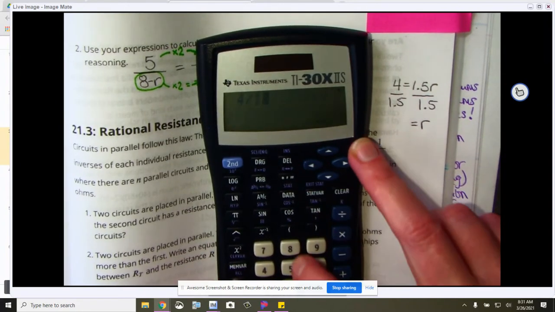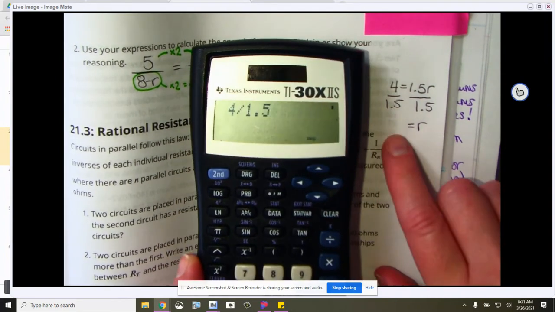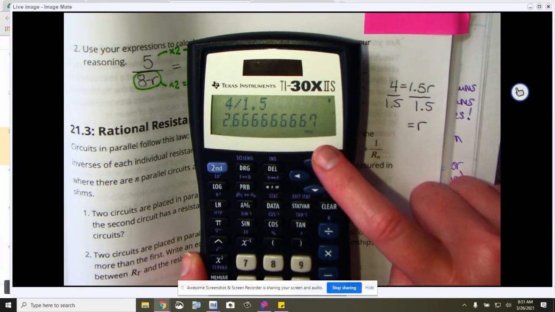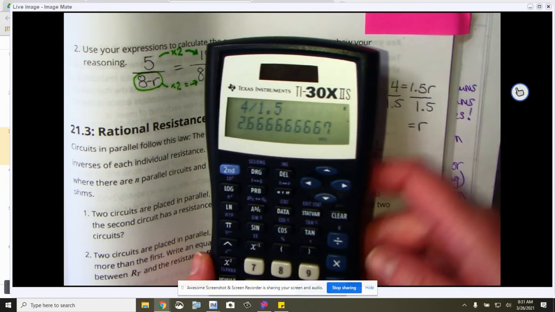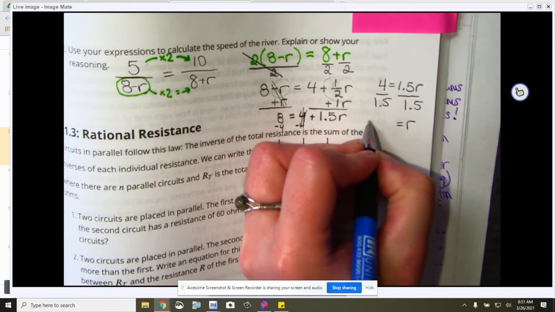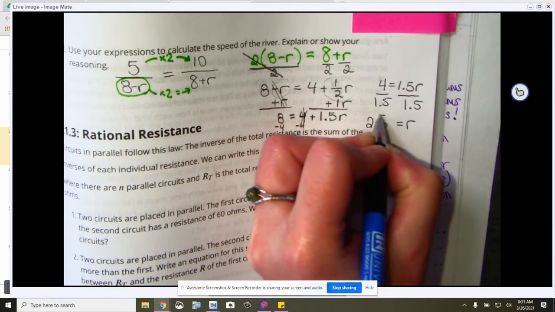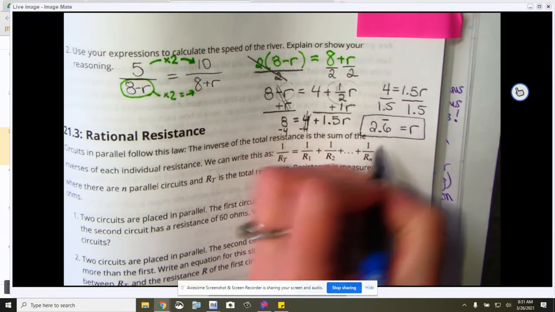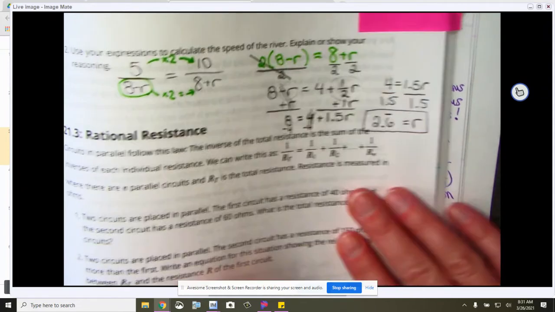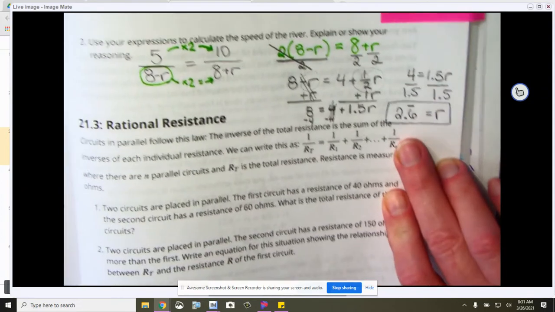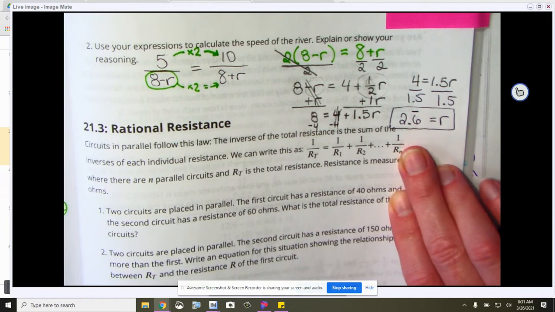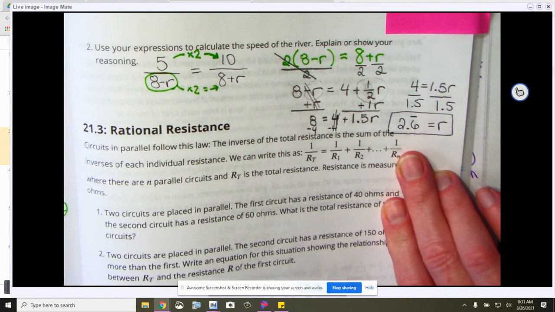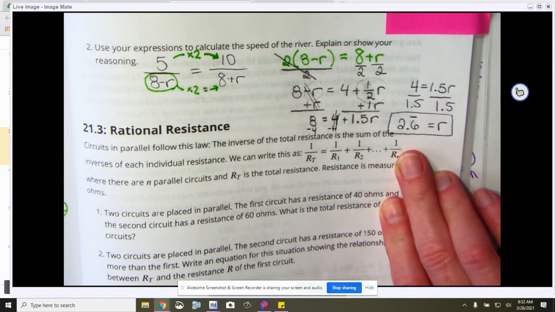Make sure I put that in right. So 4 divided by 1.5 gives us a current of this river of 2.6 repeating. So this river's current is going about 2.7 kilometers per hour. That's, I don't know, that's a decently moving river.